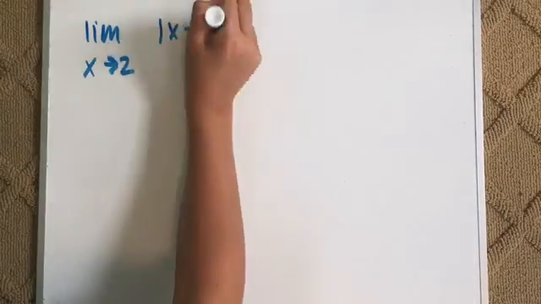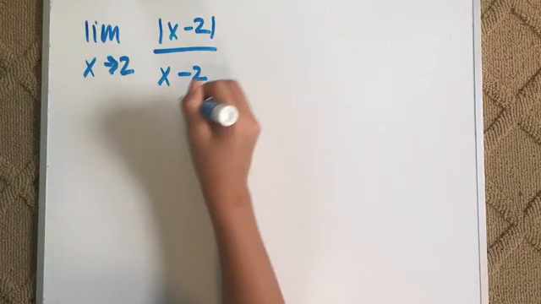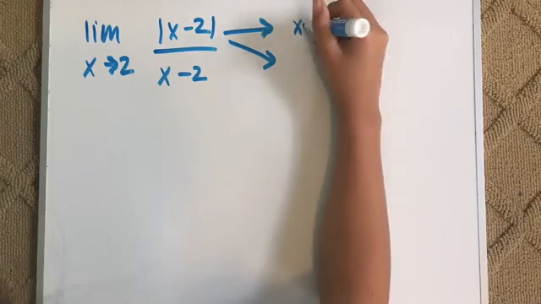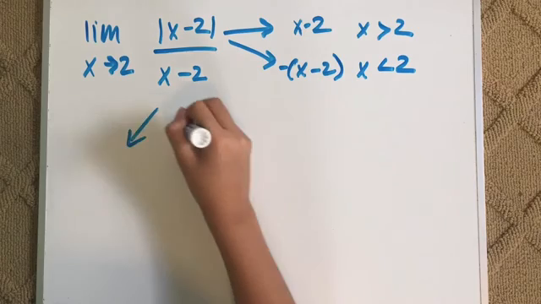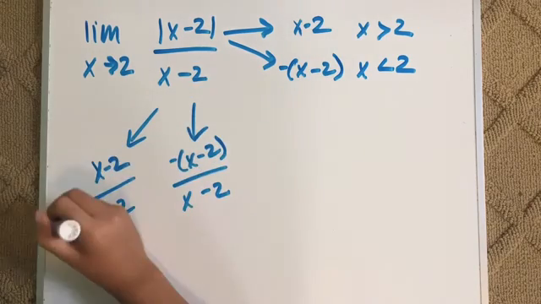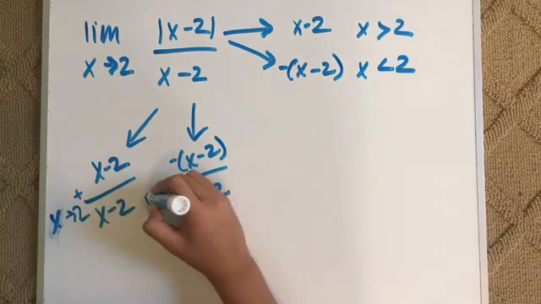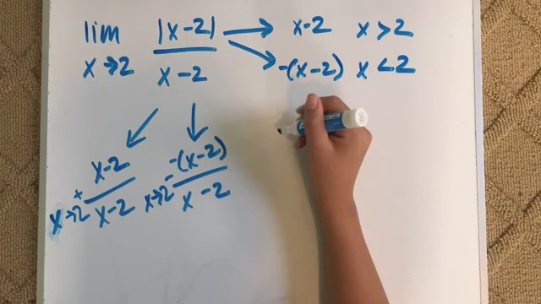So now we have the limit as x approaches 2 of the absolute value of x minus 2 over x minus 2. We have two cases: x minus 2 where x is greater than 2, and negative of x minus 2 where x is less than 2. Then this brings us to x minus 2 over x minus 2, where x approaches 2 from the right, and negative x minus 2 over x minus 2, where x approaches 2 from the left.